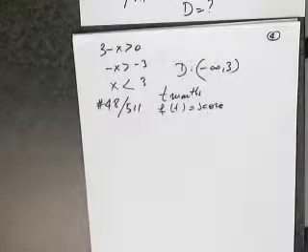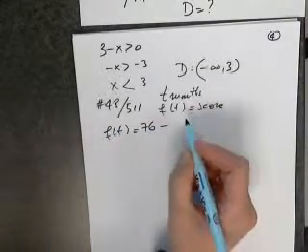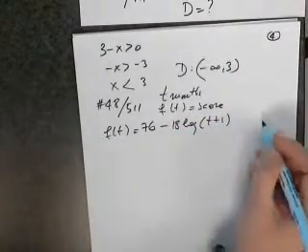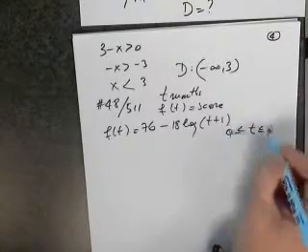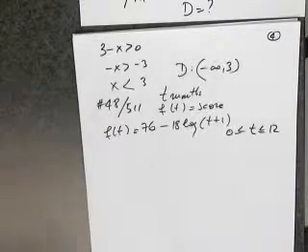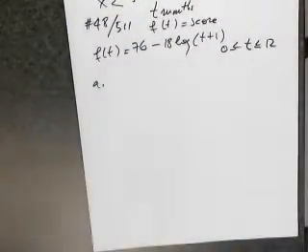For the group is modeled by the function f of t equals 76 minus 18 common log of t plus 1, and they are giving us t to be between 0 and 12 months. What was the average score when the exam was first given? Part B. What was the average score after 2, 4, 6, 8, and 1 year, which is 12 months? And then they want us to graph this function.